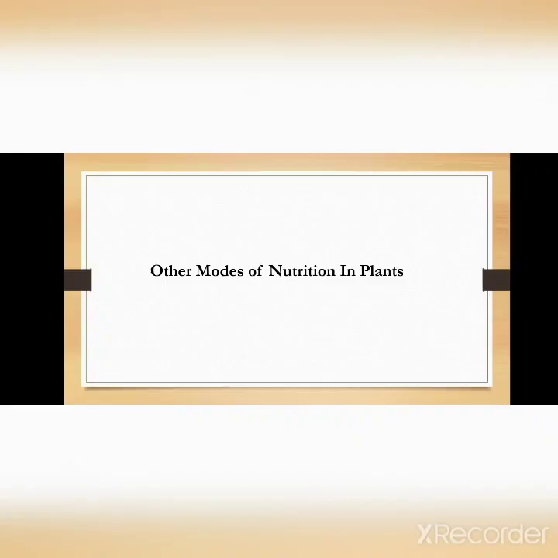Other modes of nutrition in plants. There are some plants which do not have the green pigment chlorophyll, so they cannot prepare their own food. How do they survive and from where do they derive nutrition? They use the heterotrophic mode of nutrition. That is, like humans and animals, such plants depend on the food produced by other plants.